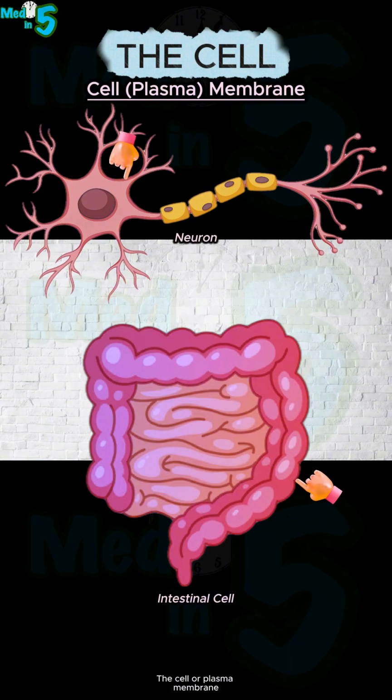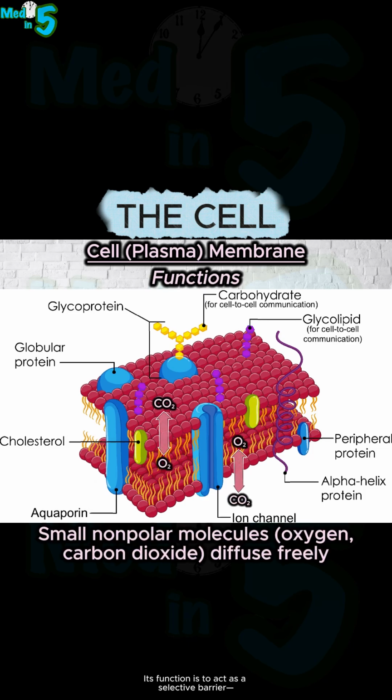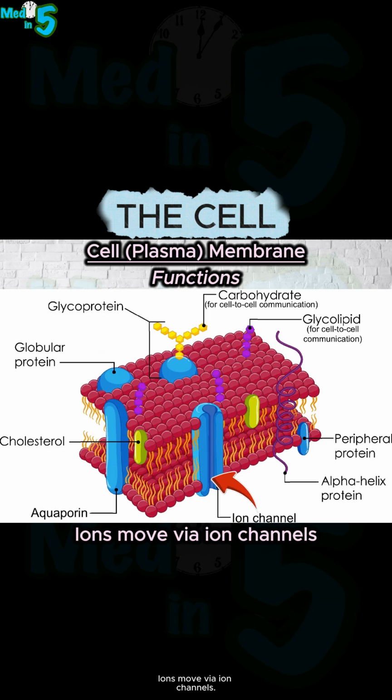The cell or plasma membrane forms the outer boundary of the cell. It's made of a phospholipid bilayer with embedded proteins and cholesterol. Its function is to act as a selective barrier. Small nonpolar molecules like oxygen and carbon dioxide diffuse freely. Water passes through special openings called aquaporins. Ions move via ion channels. The cell membrane is also pivotal in cell-to-cell communication.